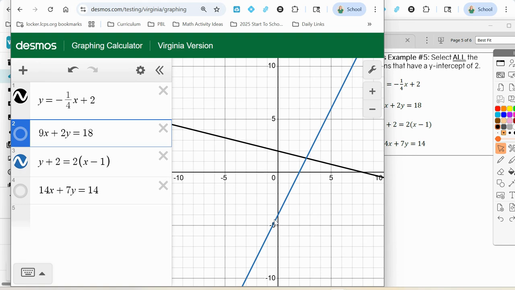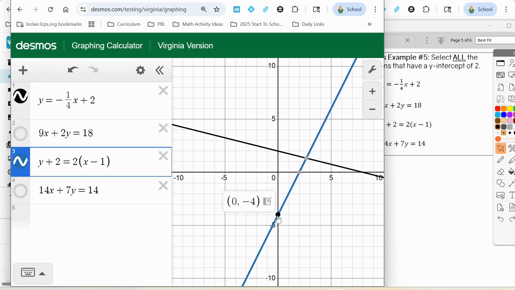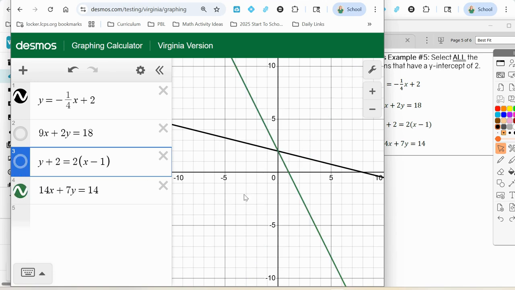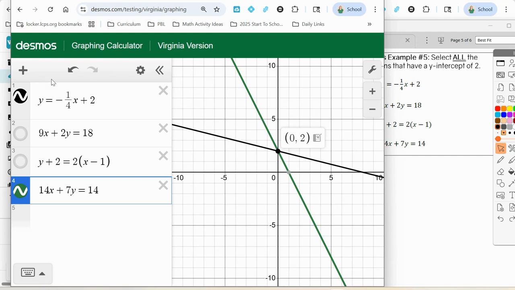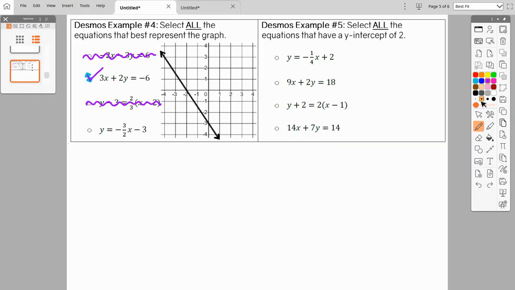Option number 3, looking at the y-axis, passes it at the intercept of (0, -4), which is not 2. So then I try the last option, passes through my graph at that y-intercept of (0, 2). So as you see, out of my 4 options, I'm going to check off the first and the last.